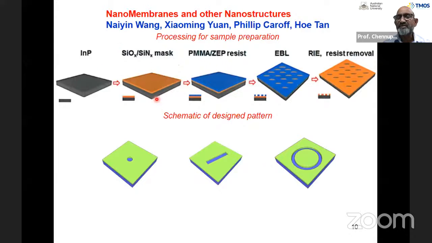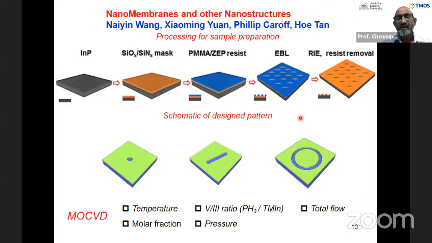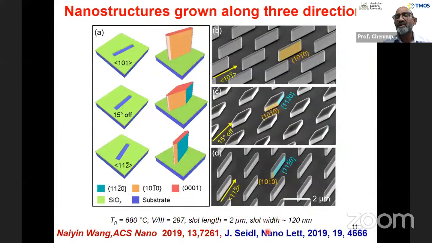Again, we deposit some silicon dioxide and put some photoresist and create electron beam lithography patterns of either holes or slots or rings, and then put this into the MOCVD reactor. And then he really optimized a wide variety of growth parameters in order to be able to get good quality structures. And again, I want to really thank my students and postdocs for producing beautiful results. They might have spent a year or sometimes 2 to 3 years in order to get the beautiful results which I'm sharing with you.